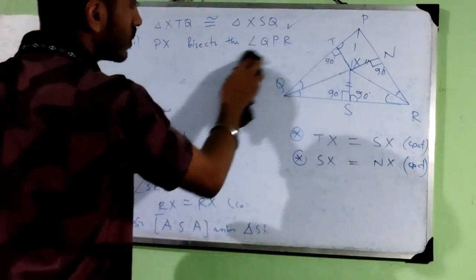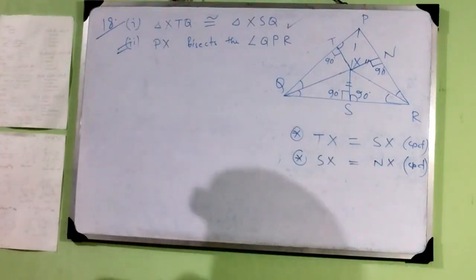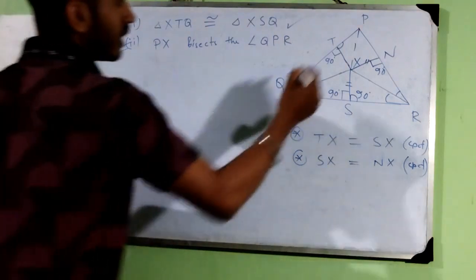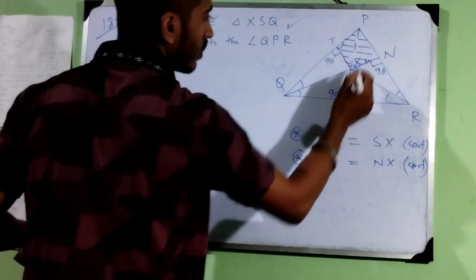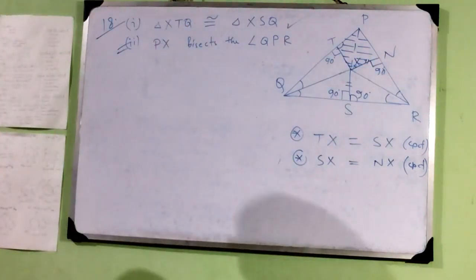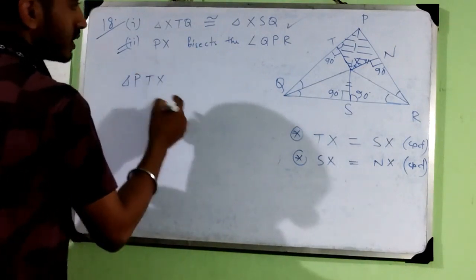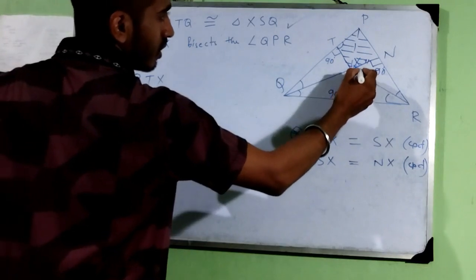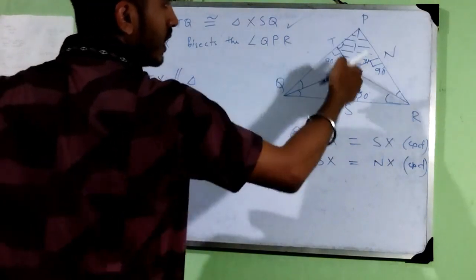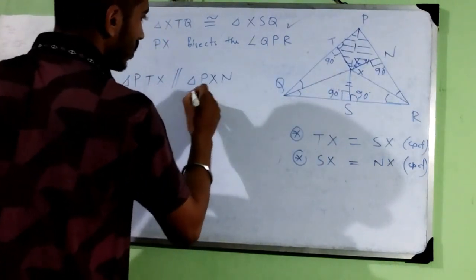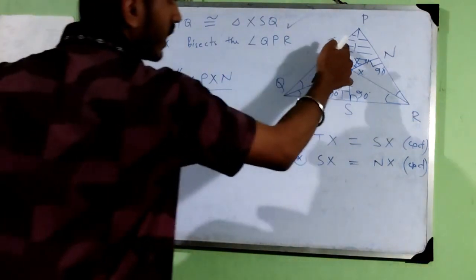Construction. Check with this. Okay. Now, say, if we take these two triangles, what do we get? From triangle PTX, this is the point X, and triangle PXN, we will get two angles here and here.